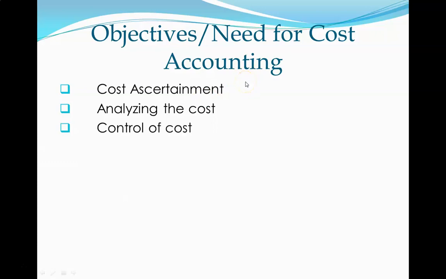The next objective is control of cost. Cost control is the practice of identifying and reducing business expenses to increase profit. The well-known cost control technique is the budget. The next objective is cost reduction. Cost reduction is a planned positive approach to reduce expenditure. For example, tender and quotation.